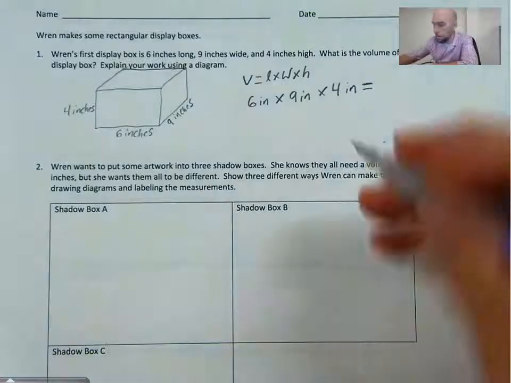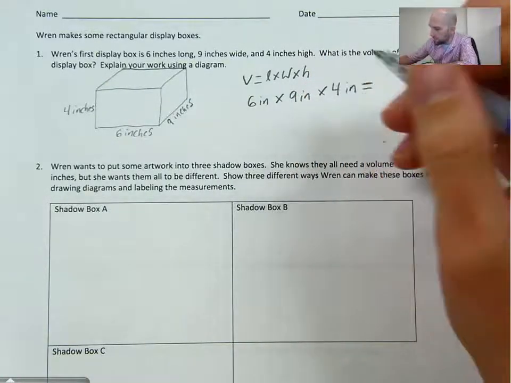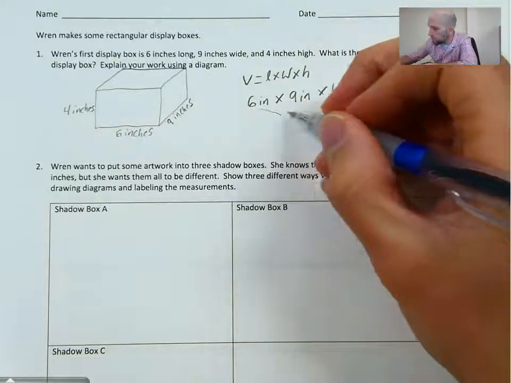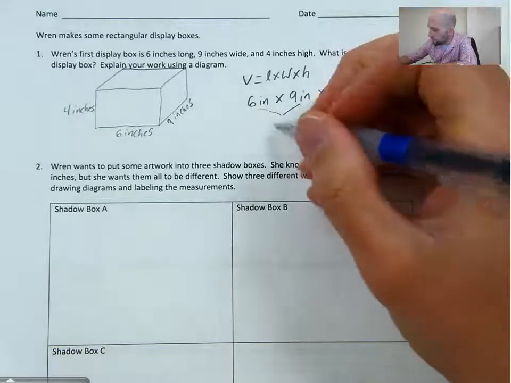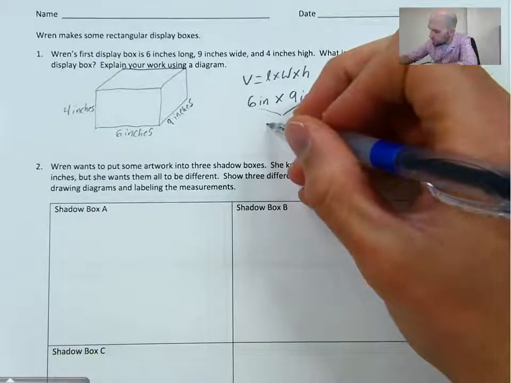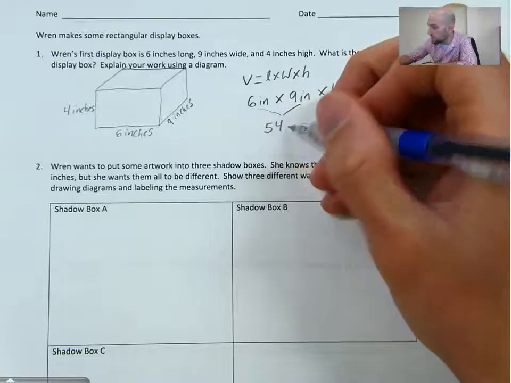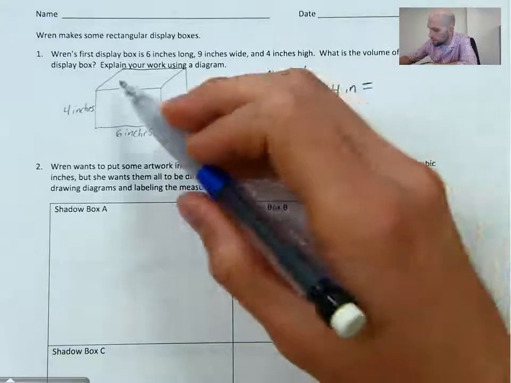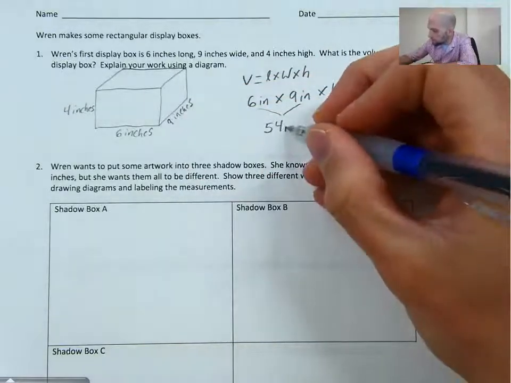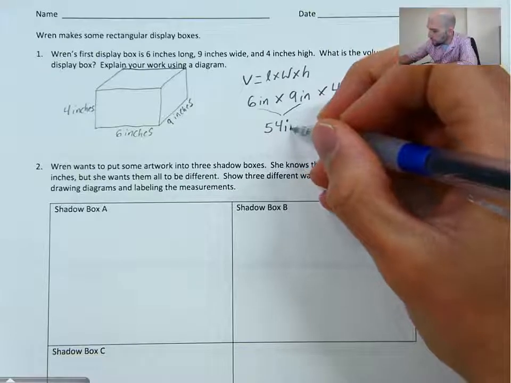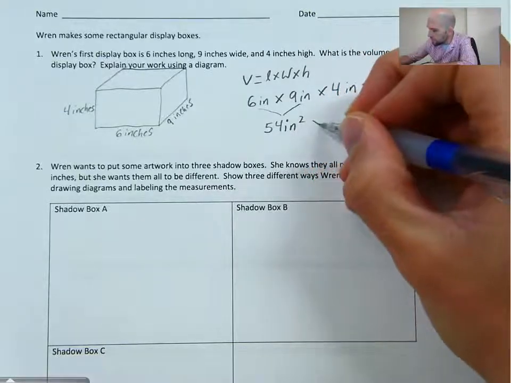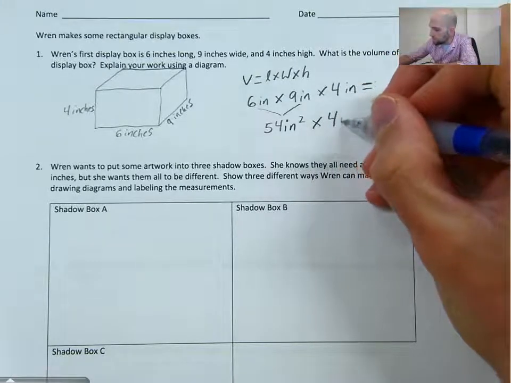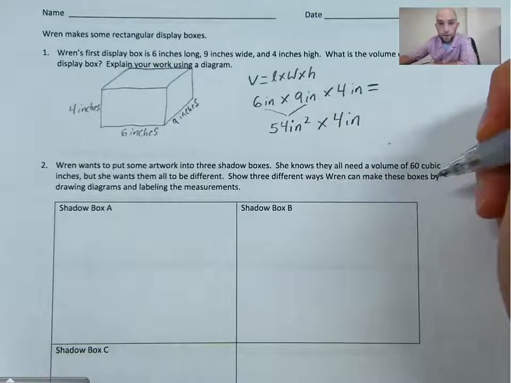I like to multiply two of them first. Let's do 6 times 9 first. 6 times 9, and that'll give me 54 square inches, because that's going to give me the area of the top or the bottom of this surface. And then I need to multiply that by the 4-inch height. So I need to do 54 times 4.